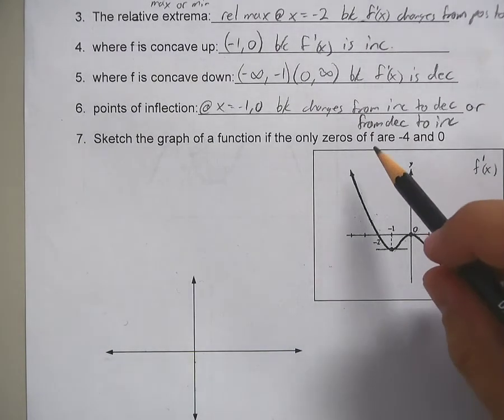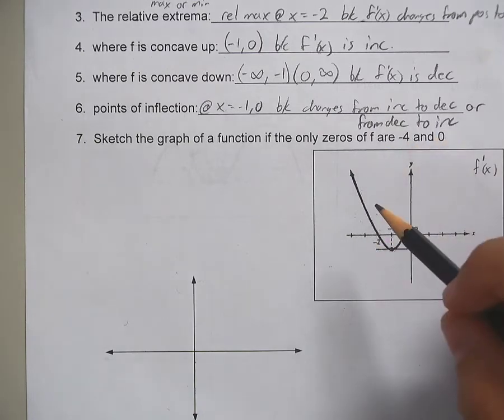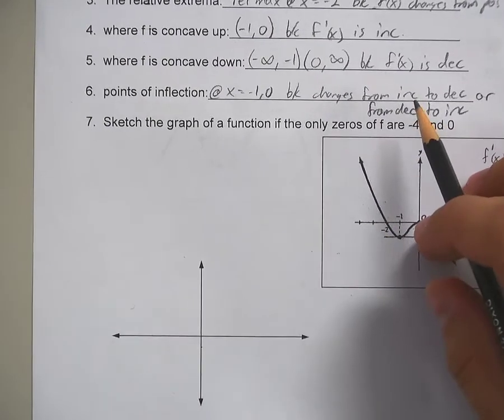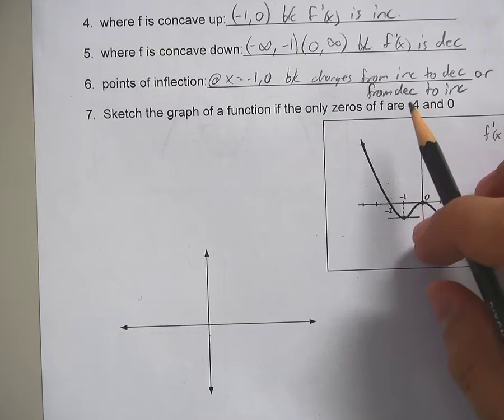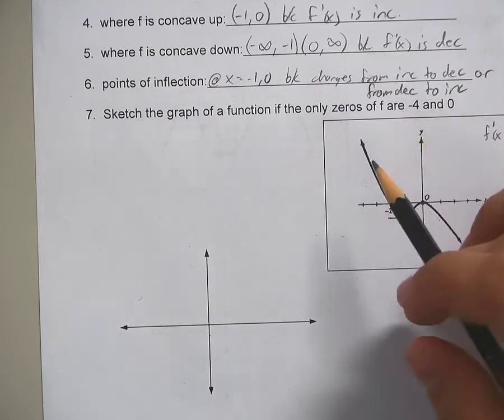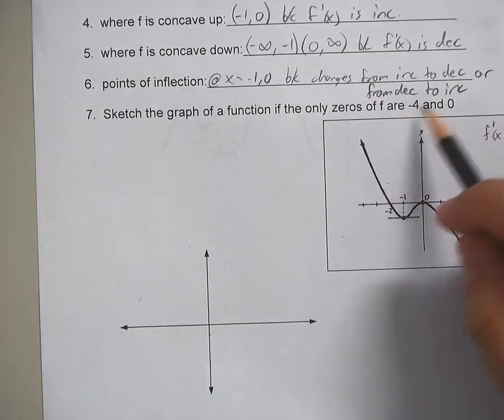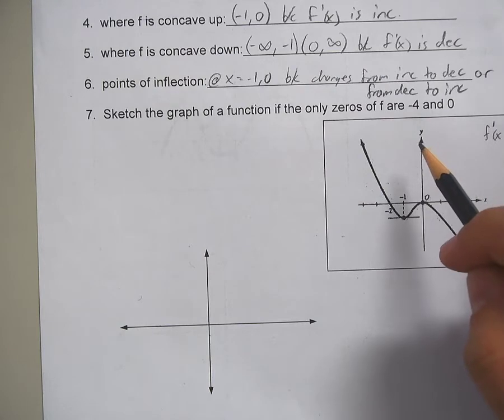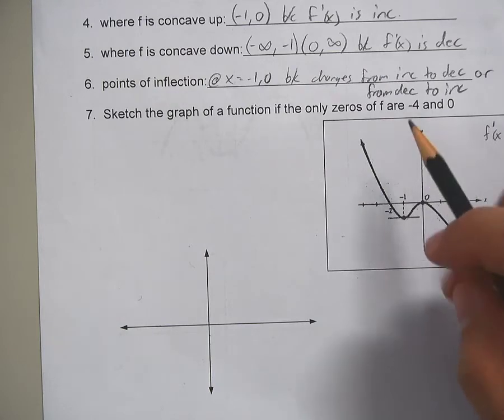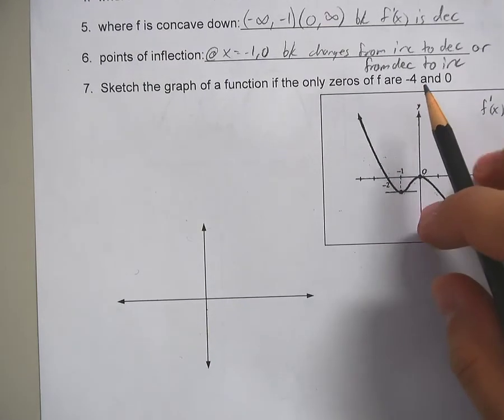if the only zeros of f are -4 and 9. That's very, very important. All right? That means the only place it's going to touch the x-axis is at... -4 and 0. Where did I get 9 from? -4 and 0. All right?